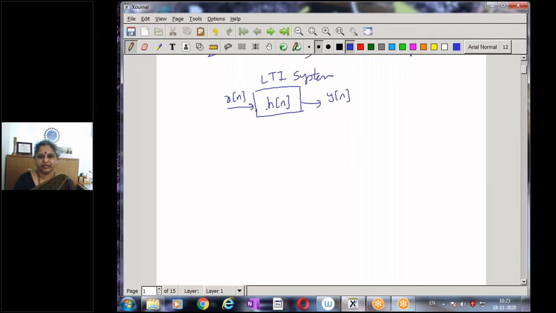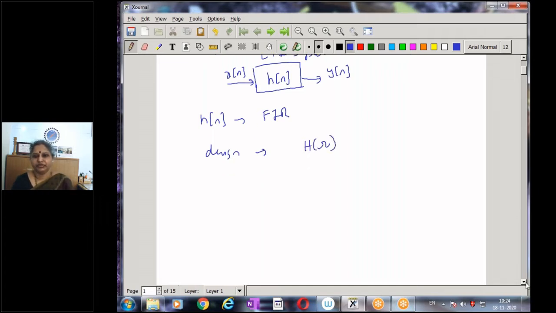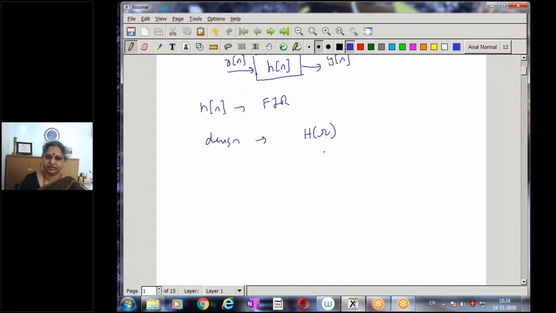Now, this impulse response h of n has to be of finite duration, and we need to design the filter that is going to have certain requirements. Usually in filter design, the specifications are given in terms of frequency domain specifications, so H of omega. What we are given is the frequency domain specification, and we need to now compute or design and obtain the impulse response h of n of the system.